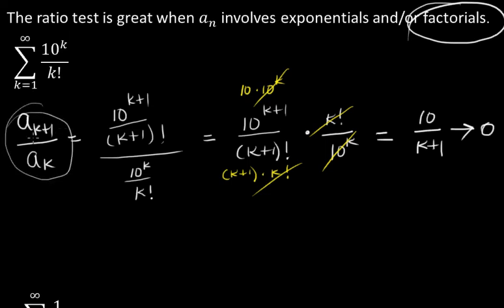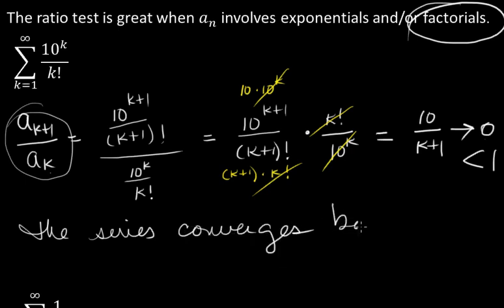So we took the limit of the k plus first term divided by the kth term. We got a finite limit that is less than 1. Therefore, the series converges by, and we'll call it RT, the ratio test.